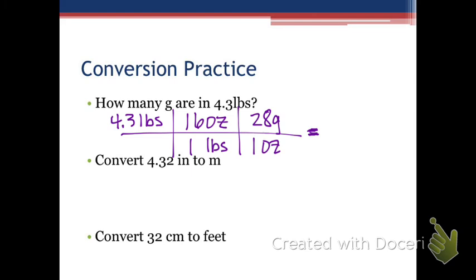How many grams did we end up with? 1,900. I got 1,930. About the same thing. What'd you get, Hannah? I got 1,900. Oh, I did 4.31, I didn't recognize that was part of the pounds. Okay, 4.3 times 16 times 28 is 1926.4 grams. Okay, good. Do the next two on your own: inches to meters and centimeters to feet.